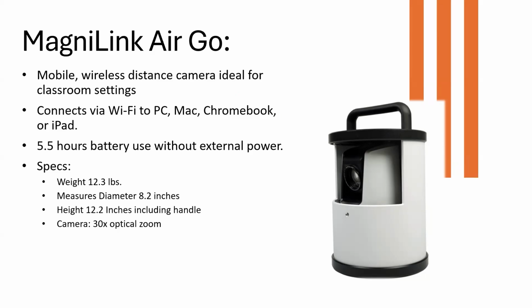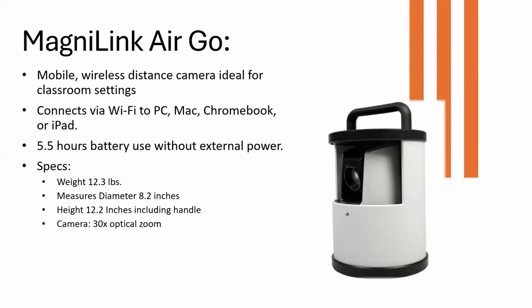The specs: it weighs 12.3 pounds. It measures 8.2 inches in diameter. The height is 12.2 inches, and that does include the handle, because there's a cool little carrying handle at the top. And the camera is a 30x optical zoom camera versus a 10x optical zoom camera. The reason for this is you could be 50, 60 feet across the room and you want to zoom in on something and do OCR. That capability does exist with this camera because it is 30x optical zoom, which is really cool.